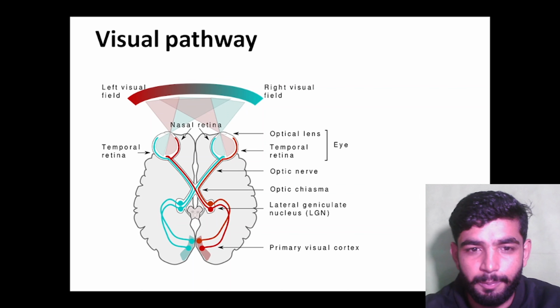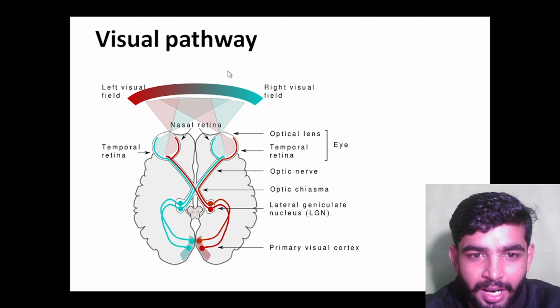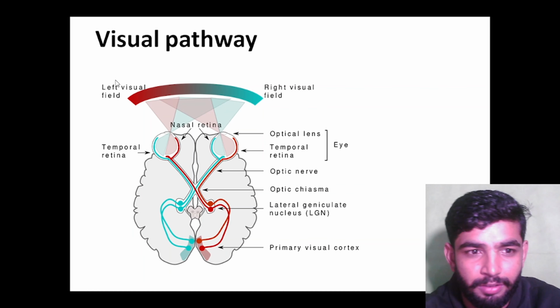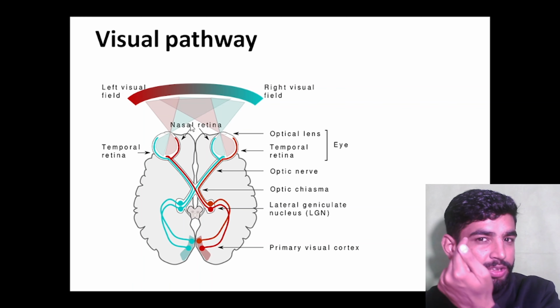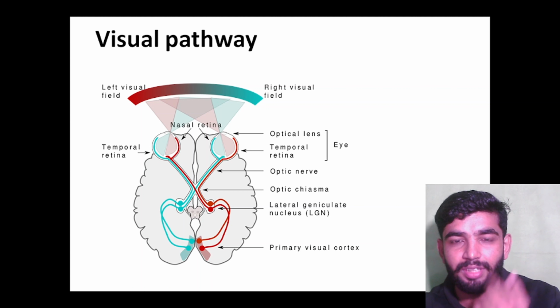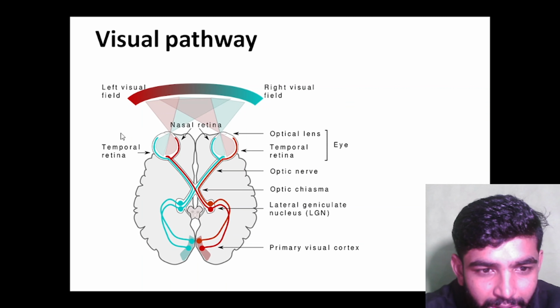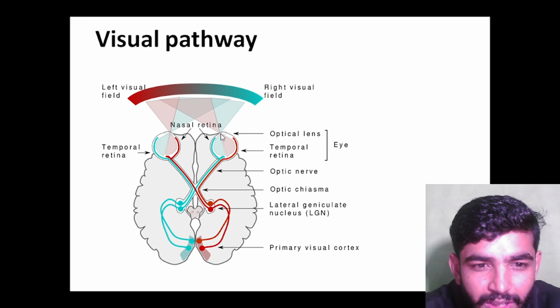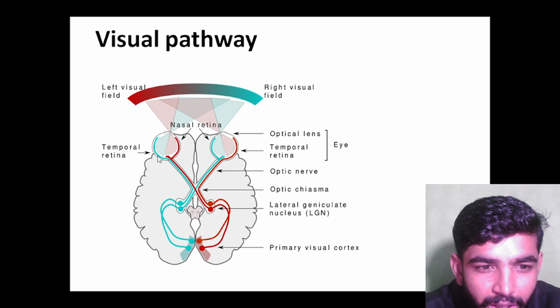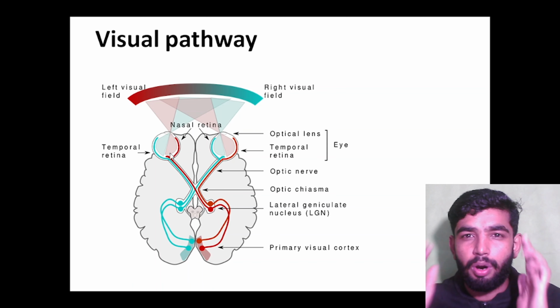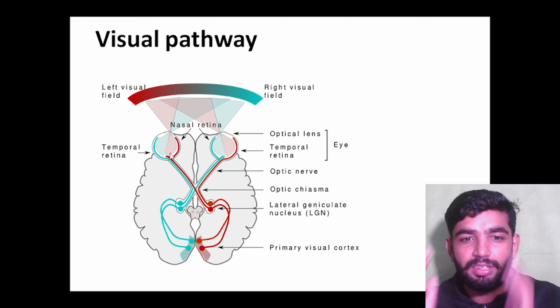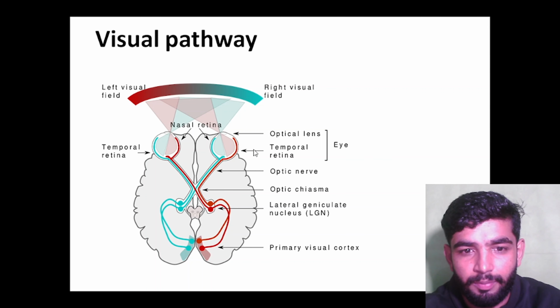And this is called the visual pathway. Here this is the right side. When I discuss the visual pathway, this is the left visual field. Move toward the retinal side of the eye. Here this is the eyeball, in the socket of the eyeball, and these are the retinal sides. This is the nasal retina on the nose side, and on the temporal side, this is called the temporal retina.